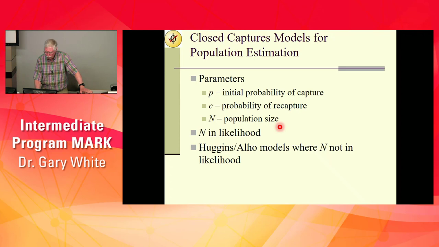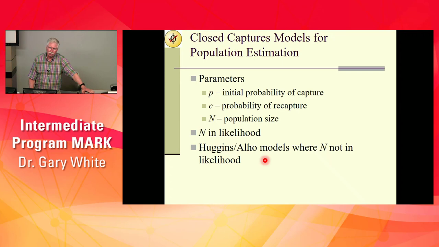We've got two different versions of the likelihood. The full likelihood, we have N in the likelihood, and I'll show you some of that a little bit more later. And then we have these Huggins-Alho models where N is not in the likelihood, and those are useful for individual covariates that we'll see.